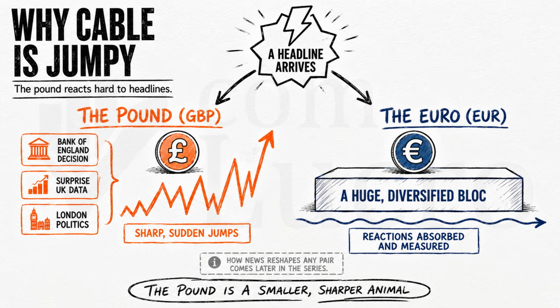The pound has a reputation for reacting hard to headlines. A Bank of England decision, a surprise number out of the UK, a political story out of London. And it tends to react with sudden, violent bursts, rather than a gentle drift. EURUSD reacts to news too, of course, but the euro sits on top of a huge, diversified block, so its reactions are usually more absorbed and measured. The pound is a smaller, sharper animal. We'll dig into how news reshapes any pair much later in the series. For now, just file it away as part of cable's temperament.